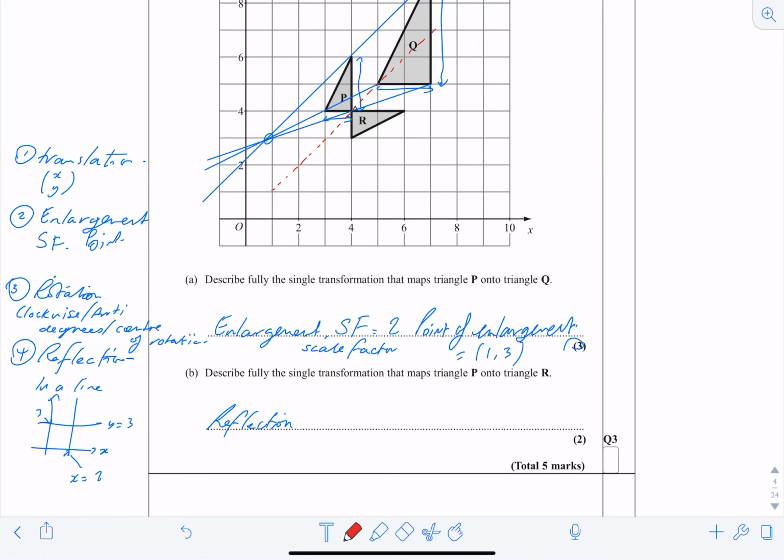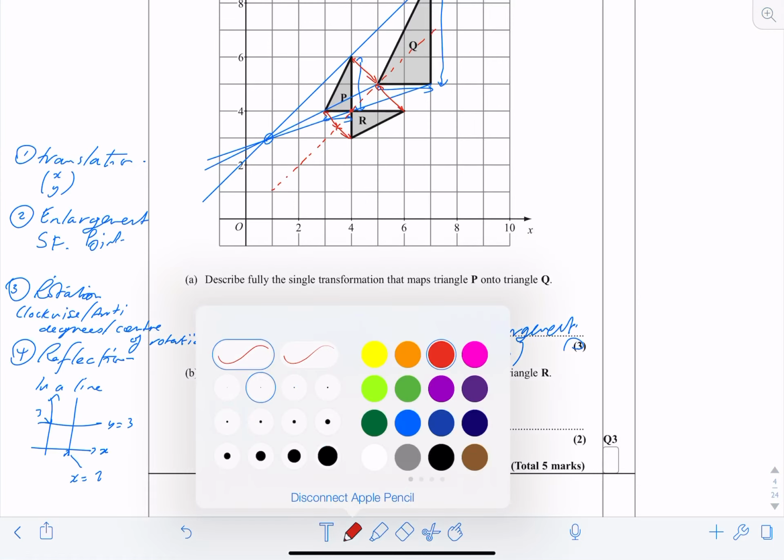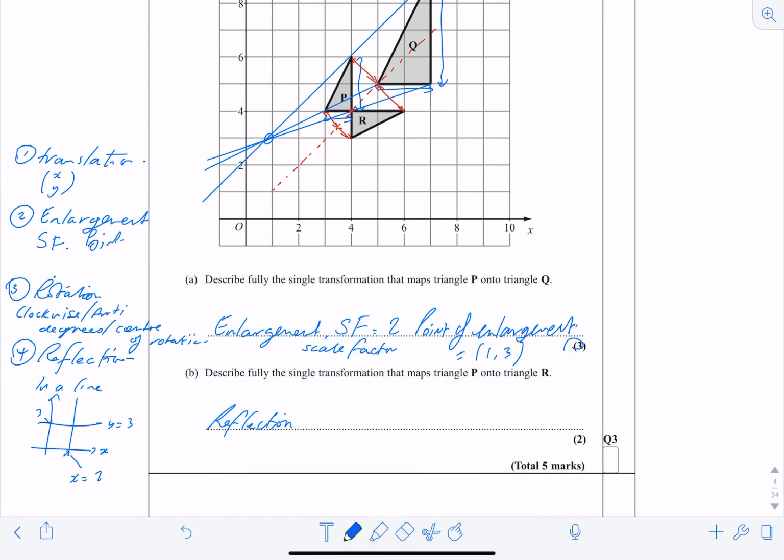in that line, so that if I draw perpendicular lines from each point to the line of reflection, it's the same distance on both sides. And of course, here the distance is 0. So, the question is, what is that line? Well, it's a reflection in the line y equals x.